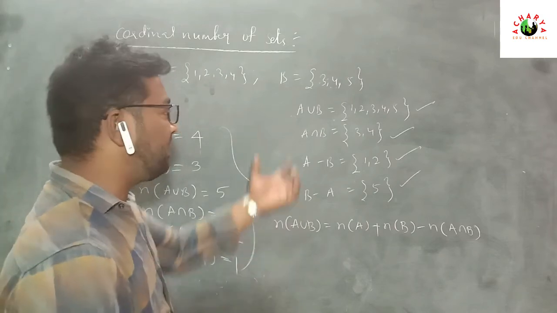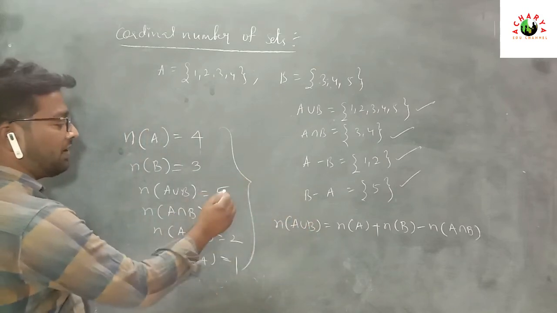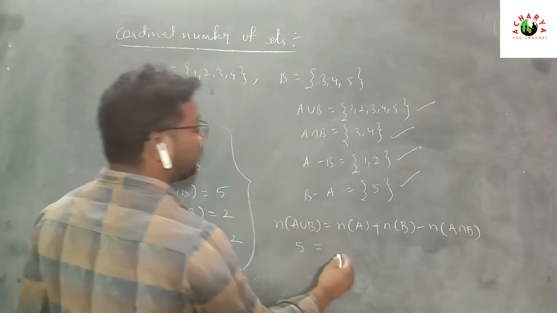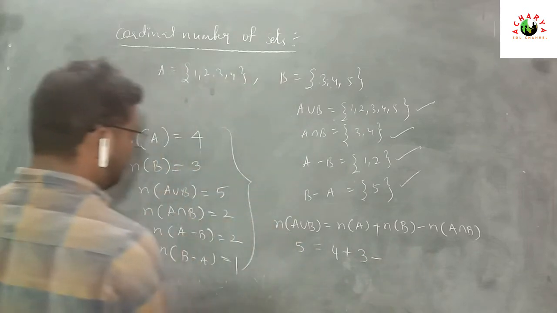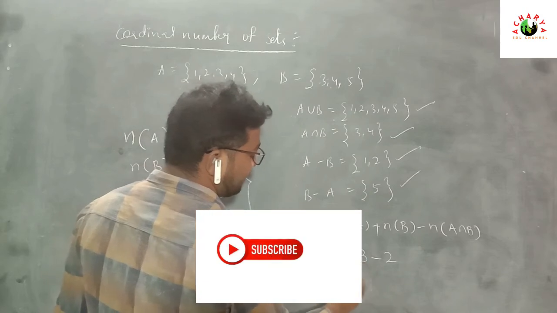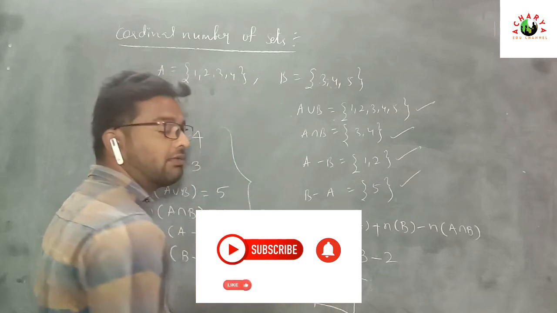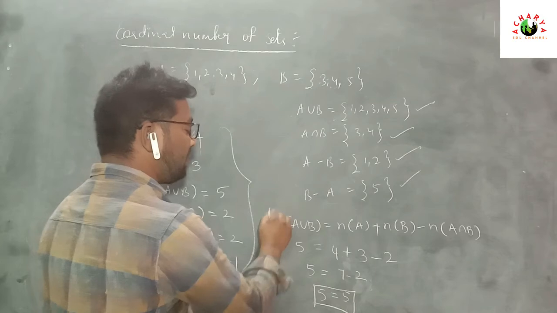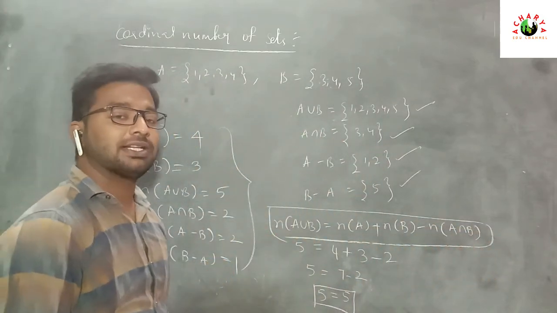Once we have to verify based on this problem. n of A union B is equal to what? 5. That equals n of A, which is 4, plus n of B, which is 3, minus n of A intersection B, which is 2. So that equals 4 plus 3, 7, minus 2. So that equals 5. Like that we have verified. So n of A union B is equal to n of A plus n of B minus n of A intersection B.